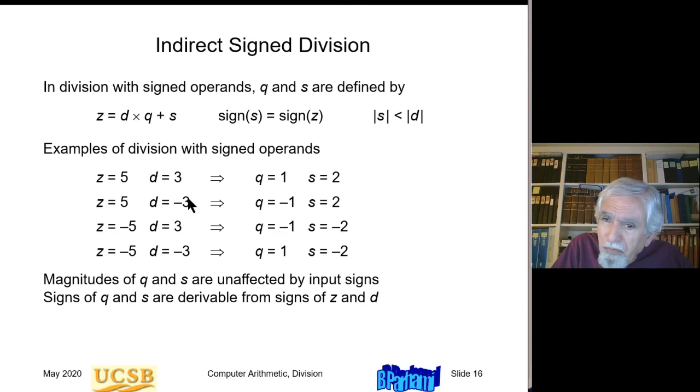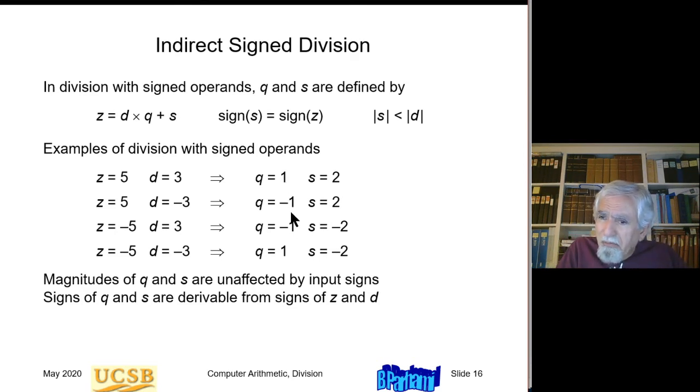The quotient is positive. When I divide 5 by negative 3, the quotient is negative 1 and the remainder is 2. By definition, the remainder has to have the same sign as z. So if z is positive, the remainder is defined to be positive. If z is negative, the last two cases, the remainder is defined to be negative. So the remainder has the same sign as the dividend. Okay, -5 divided by 3, quotient -1, remainder -2. And -5 divided by -3, quotient 1, remainder -2.